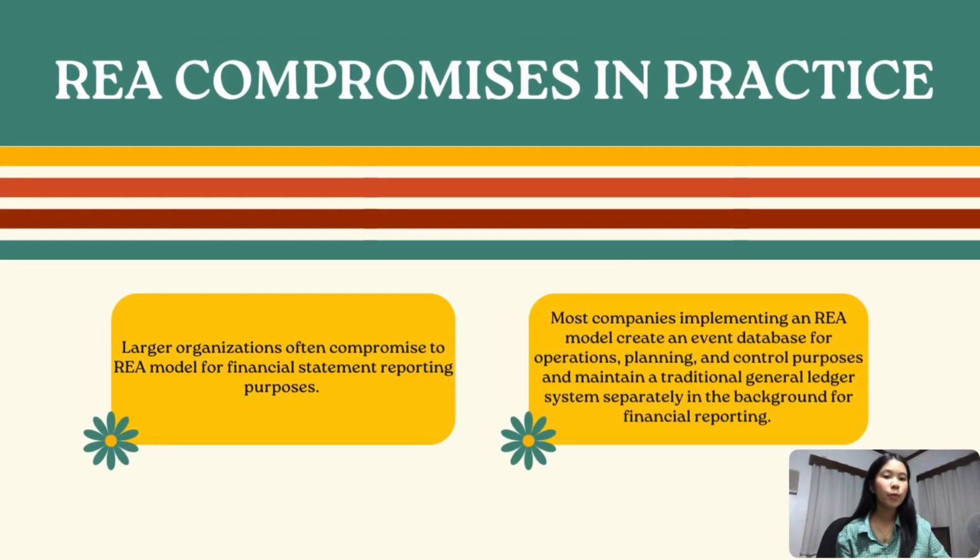Next is REA compromises in practice. Larger organizations often compromise the REA model for financial statement reporting purposes. Also, most companies implementing an REA model create an event database for operations, planning, and control purposes. It also maintains a traditional general ledger system separately in the background for financial reporting.